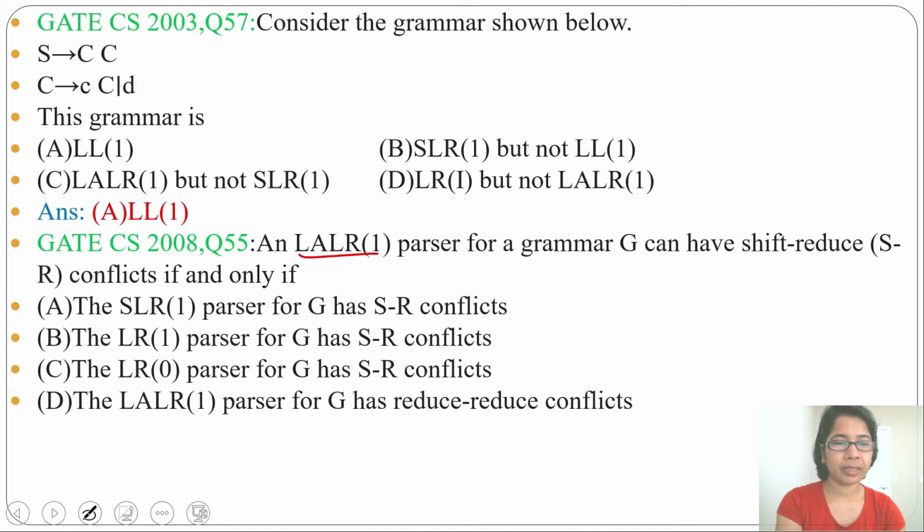Option A, the SLR1 parser for G has a shift reduce conflict. This is wrong. SLR conflict is not related to LALR conflict. Option B, the LR1 parser for G has a shift reduce conflict. This is correct. If the CLR1 or LR1 parser has a shift reduce conflict, then the LALR parser has chances of a shift reduce conflict. So the answer will be option B. I already discussed this concept during the lecture. Just go through that lecture, you can easily solve this question.